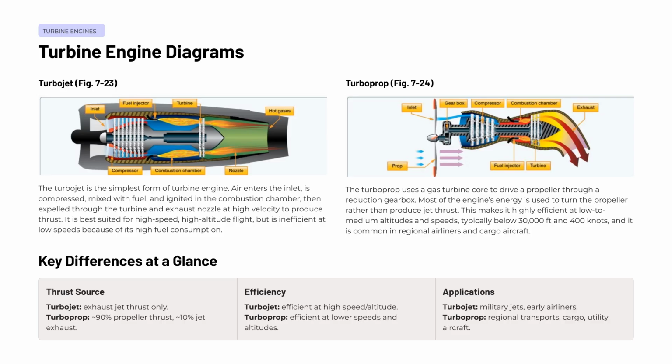The turboprop takes a different approach. It uses the same gas turbine core, but instead of relying primarily on exhaust thrust, it channels most of that energy through a reduction gearbox to drive a propeller. Roughly 90% of the thrust comes from the propeller, with only about 10% from jet exhaust. This makes the turboprop highly efficient at lower speeds and altitudes, generally below 30,000 feet and 400 knots, which is why it's widely used in regional airliners, cargo aircraft, and utility operations. Understanding these differences helps you recognize why aircraft are matched to specific engine types based on their intended mission and operating environment.